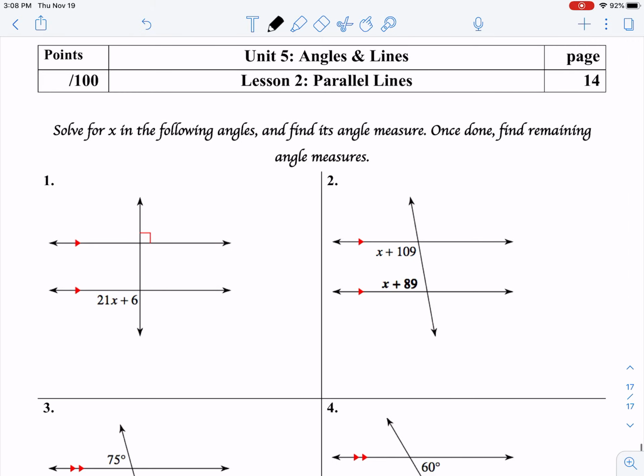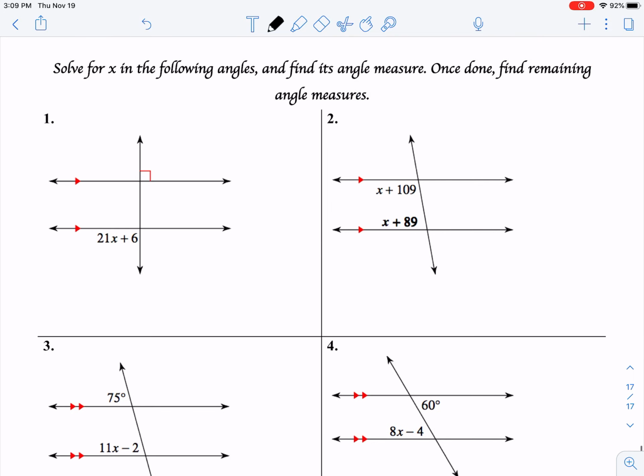Now, page 14, we're doing the same exact stuff. The only thing is, I bring in variables, okay? So number 1, very important here, I see this 90 degrees. Well, again, I know adjacent angles and parallel lines add up to be 180. So 90, because this right here is 90 by the symbol. So this is 90, that's 90, this is 90, this is 90, this is 90, this is 90. So I have to do 21x plus 6 equals 90.